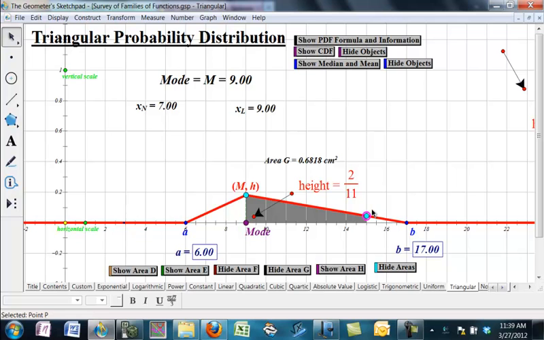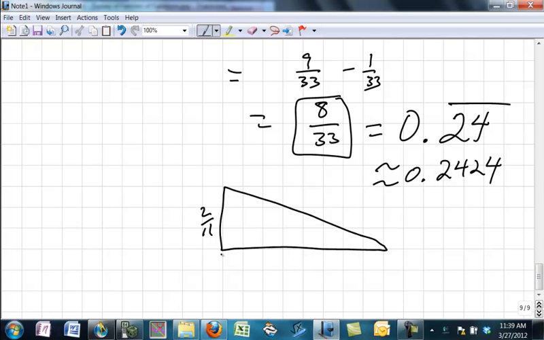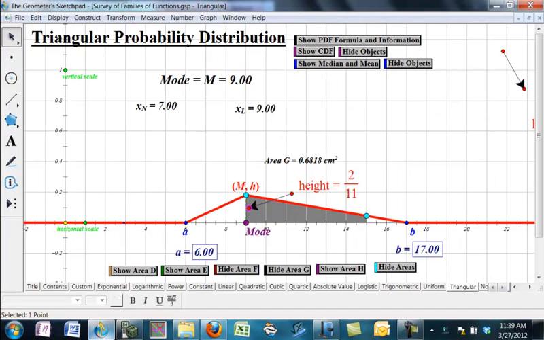Now we know again the height here at this end is 2/11. We need to figure out the height here. Okay, so let's go back over here. So now we're looking at a picture like this. We're going to find this total area here. This is 2/11. This goes from 9 to 17 for a base of 8. Let's make sure that's right. 9 to 17, yeah, 8. 1, 2, 3, 4, 5, 6, 7, 8 for the base. And height is 2/11.